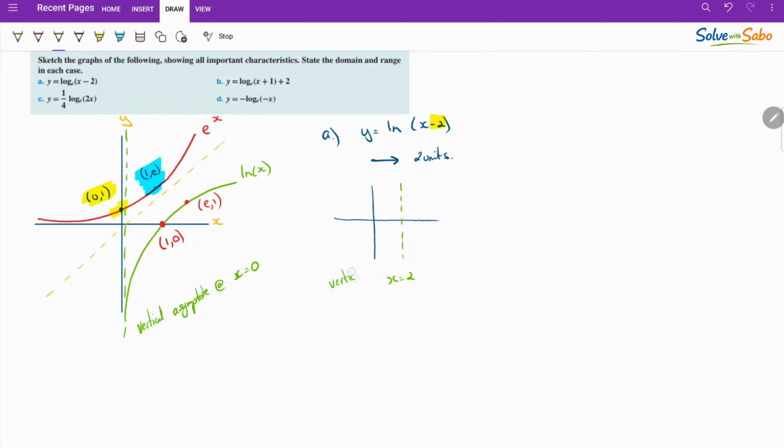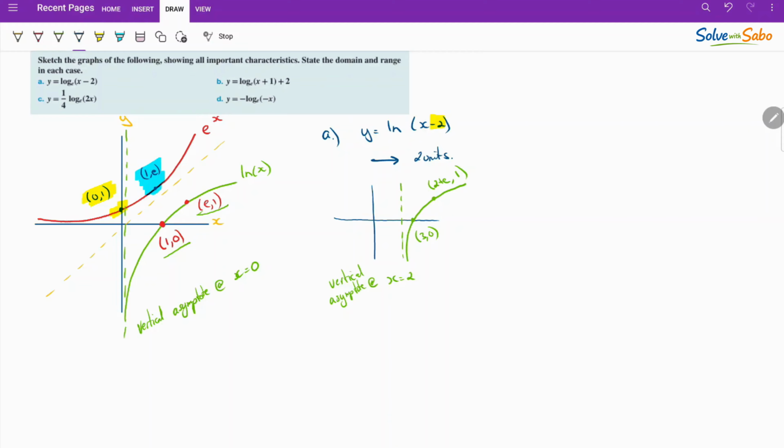So I'm going to have a vertical asymptote at x equals 2. And what that means is every one of these points has been shifted across 2 units. So instead of being at 1 and 0, I'm going to be at 3 and 0. Instead of being over here at e and 1, I'm now 2 units more to the right, which is at 2 plus e and 1. Of course, if I was using decimals, I would put a decimal value in there for that 2 plus e.